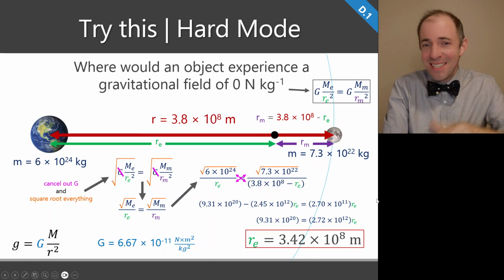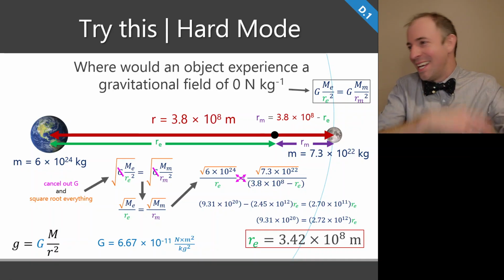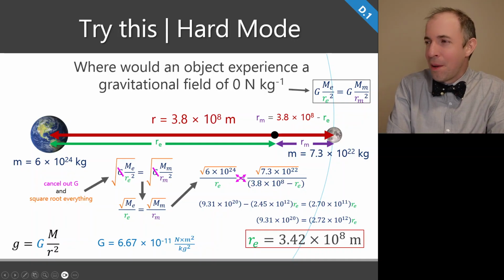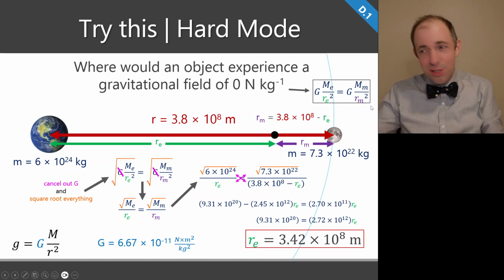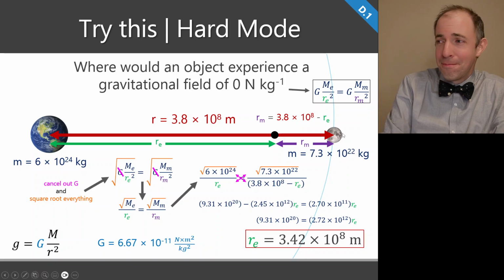So you can pause this to look at this intense math and see how all of this works out. But all of it is coming from just setting little g equal to each other in each of these scenarios, and then just doing some algebra to make it all work out.